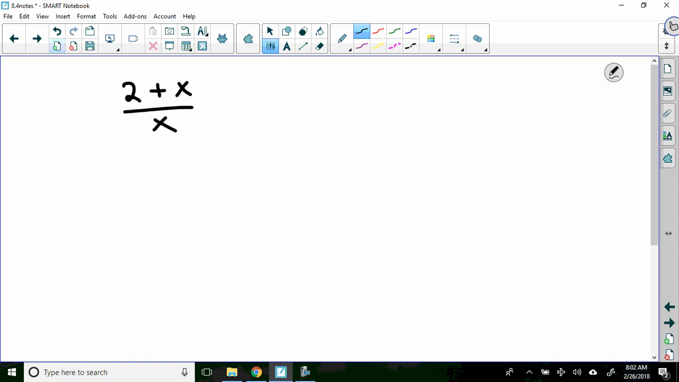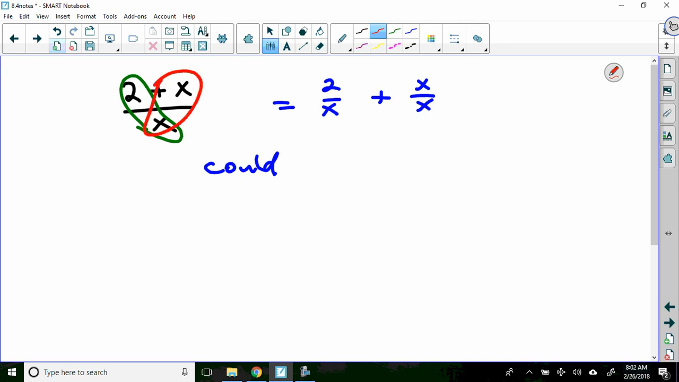Now, if you understand the way fraction addition works, you don't have to, but you could rewrite this as 2 over x plus x over x. Does that make sense? Because we have 2 divided by x, and to that we're adding x divided by x, right? So the 2 over x isn't going to change, but the x over x, what could we make that since we're dividing something by itself? Yeah, it is 1. You're right. Something divided by itself is 1.